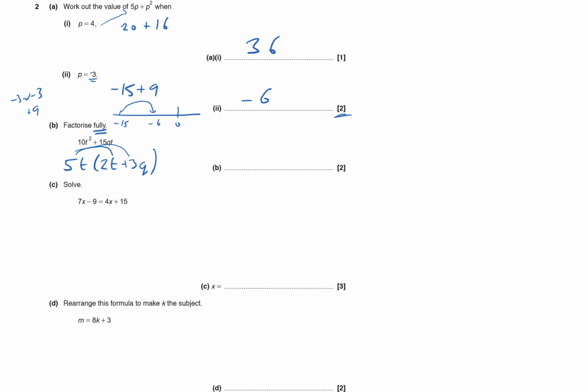And if you get that, it's worthwhile then just working it out, just checking you've got it right. That'll be 10t squared plus 15tq or qt. Doesn't matter which way around you go. And that's our 2 marks for that.